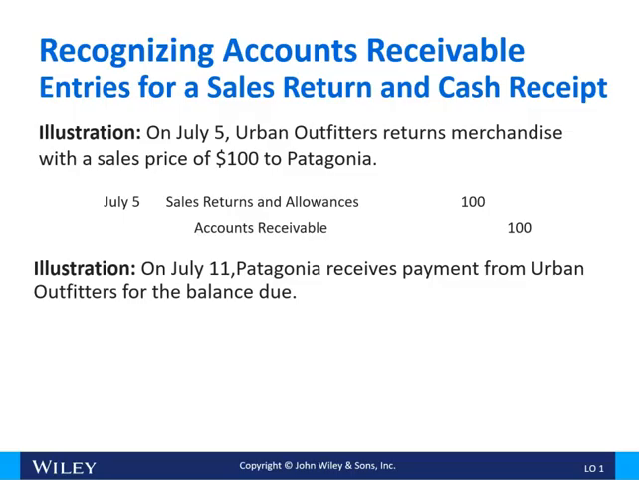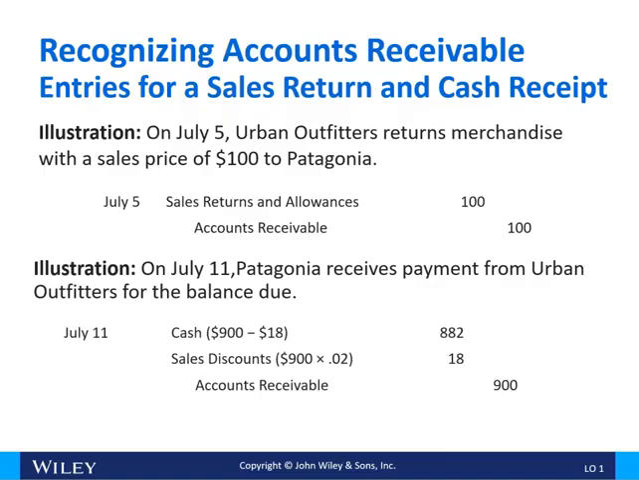Then on July 11th, Patagonia receives payment from Urban Outfitters for the balance due. The balance due is $900 because we had a $1,000 sale minus the $100 return. So we're going to credit accounts receivable $900. We're going to receive cash, but the amount of the cash is not going to be the $900. It's going to be less the sales discount.